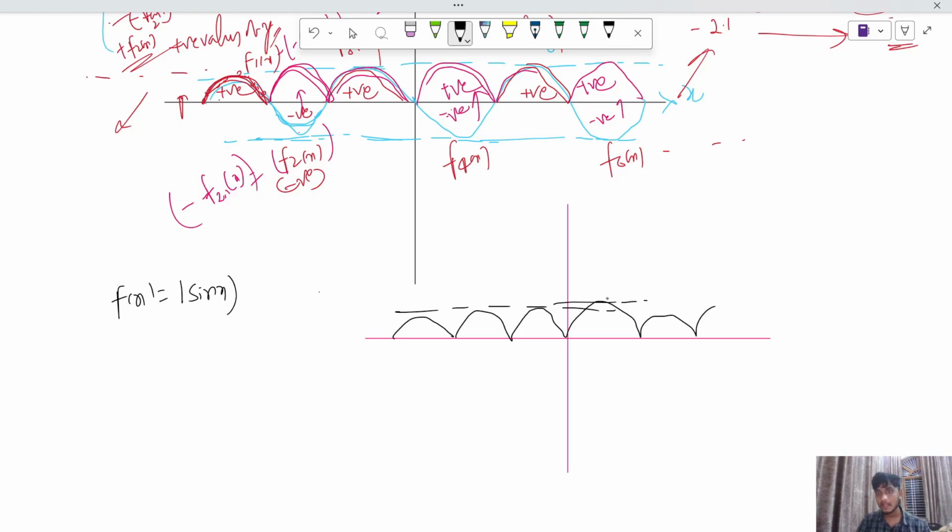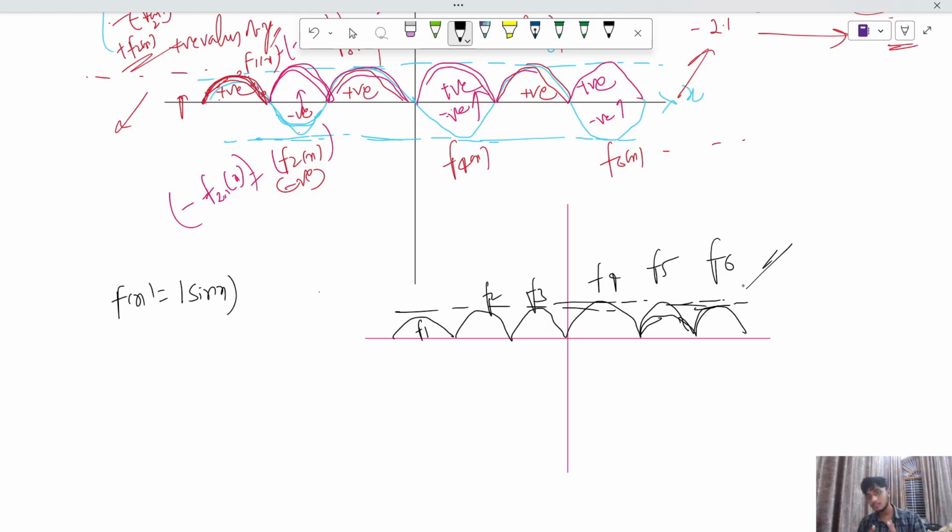All are the same height, same size also. All are similar, all are congruent, you can say. Congruent is not a good name, but all are the same. So f1, f2, f3, f4, f5, f6. That's what modulus will do to the function.